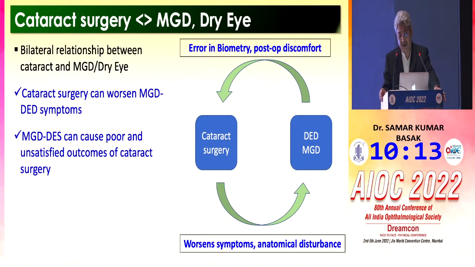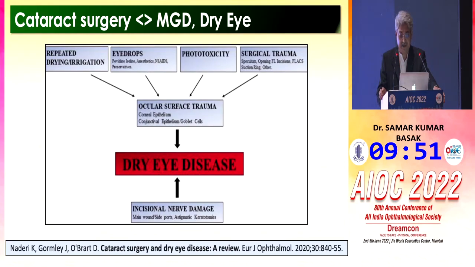So there is a direct correlation between cataract surgery and MGD, and vice versa. Cataract surgery can worsen MGD and dry eye symptoms, whereas the MGD, dry eye complex causes poor and unsatisfactory outcomes of cataract surgery. So it is important both ways. There are several mechanisms during surgery, and we all know that frequent fluid irrigation, eye drops, phototoxicity, surgical trauma, and incisional nerve damage all lead to ocular surface trauma and increase dry eye disease.